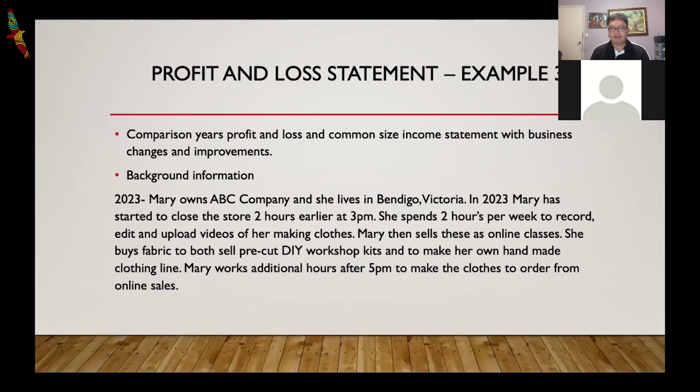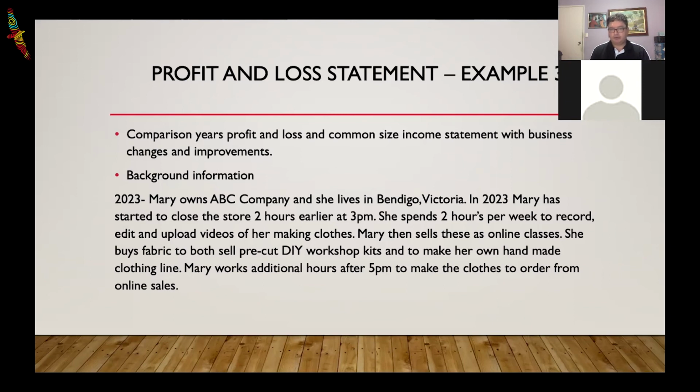Mary works additional hours after 5 p.m. to make the clothes to order from online sales. Okay, so she does her own handmade clothing line and she makes the clothes to order from online sales. So it's not going through the store. She's not making the sales through the store for the clothes that she handmakes. She's making them online sales. And she's posting videos up online and selling those, and also selling pre-cut do-it-yourself workshop kits as part of those videos for other people to make.